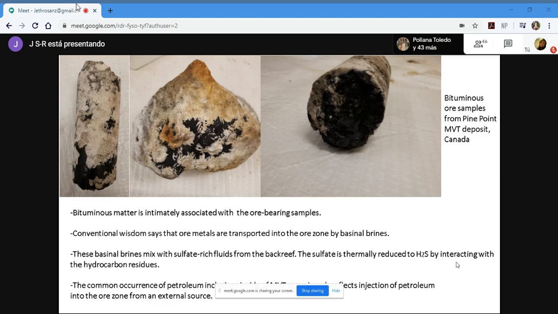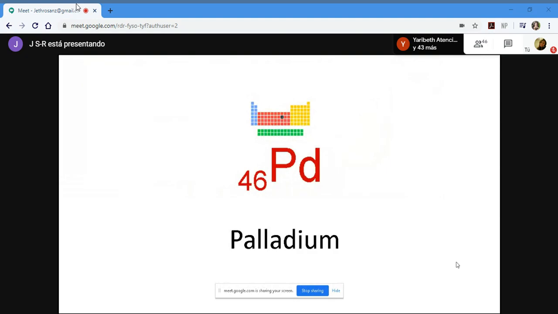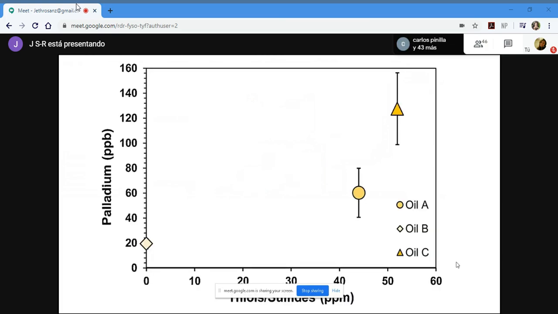However, our hypothesis is that the petroleum, not the brine, might be responsible for transporting the metals into the ore zone in the first place. We also did experiments on palladium, which is one of the noble metals. The experiments show slightly different results.